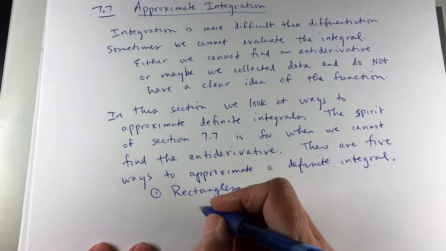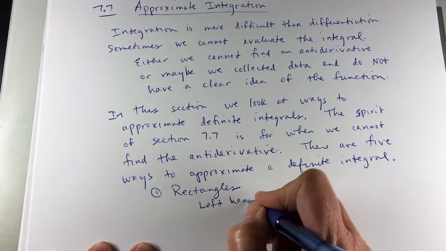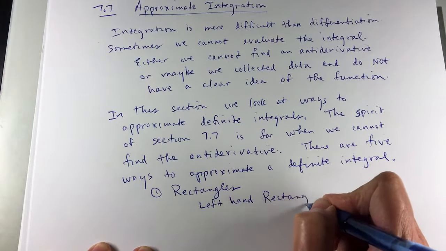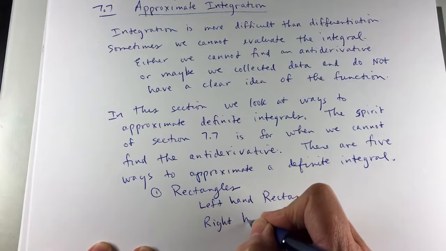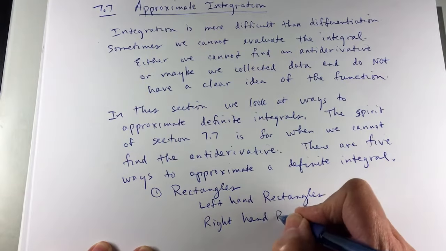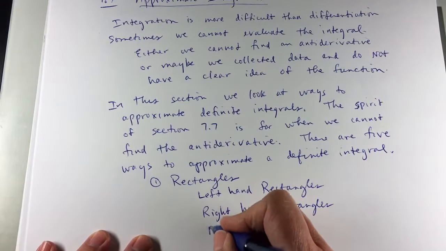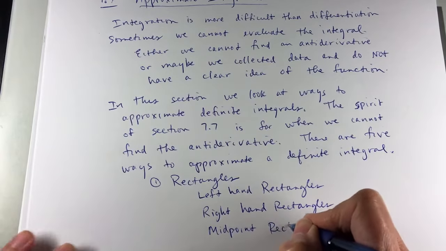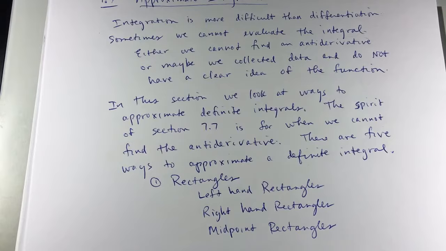And so we have left-hand rectangles. Maybe you might hear them called left-in rectangles. We have right-hand rectangles or right-in rectangles. And we have midpoint rectangles. That's 3 of the 5 right there. 2 of them are from last semester.